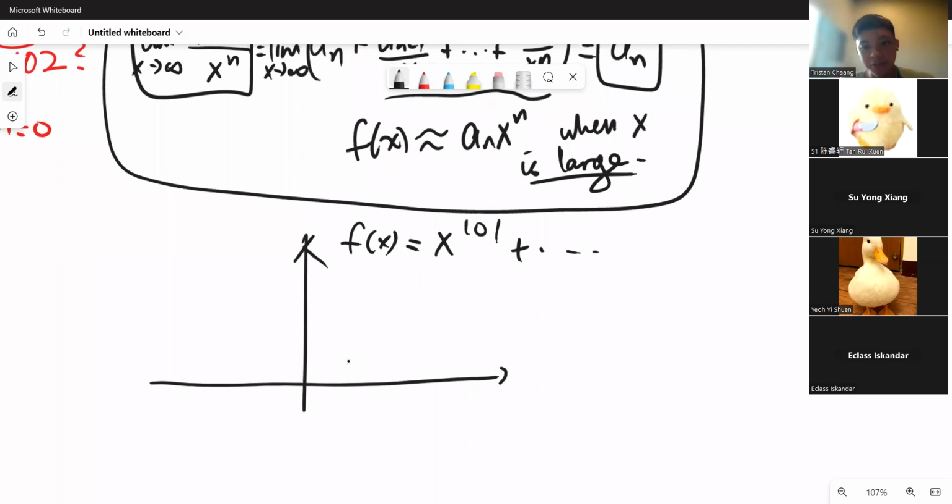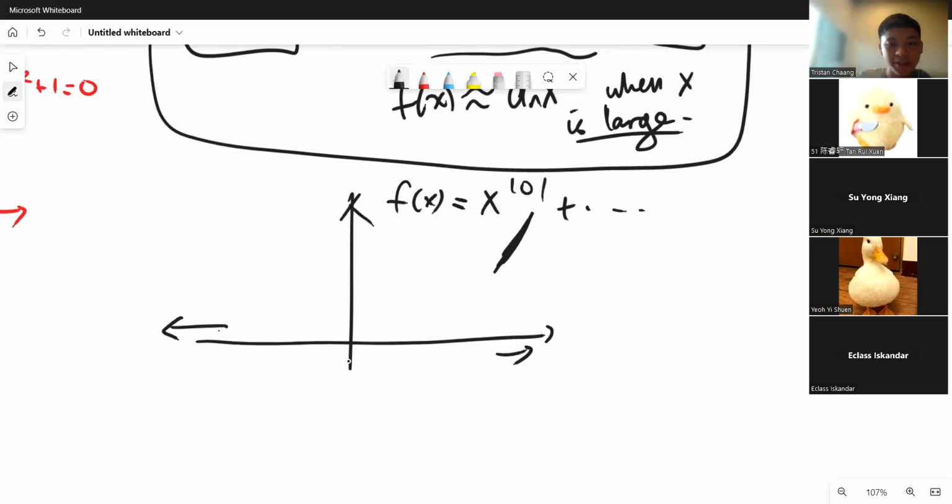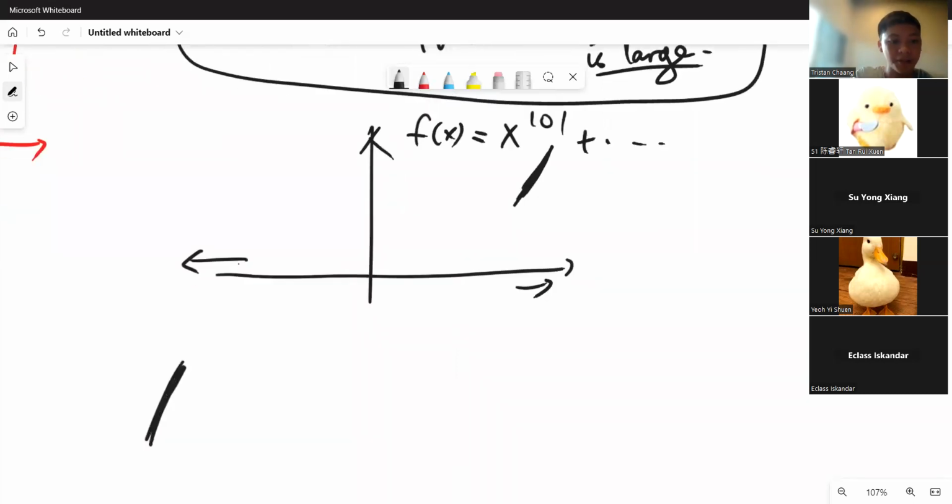So what happens when x goes to infinity? When x goes to infinity, the first term dominates. It will go to infinity, right? So the graph will eventually be here. And when x goes to negative infinity, again, the leading term dominates. But when x goes to a very large negative number, x to the 101 is a negative number. So the graph will kind of be here when x is a very large negative number.